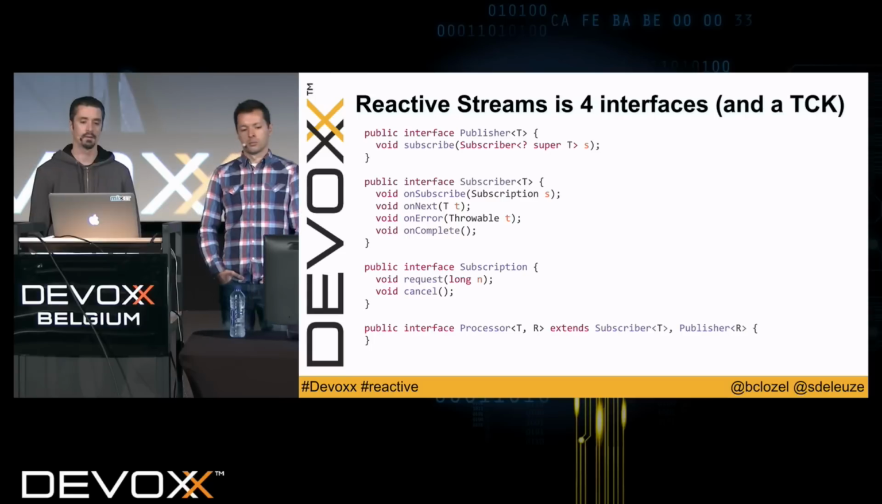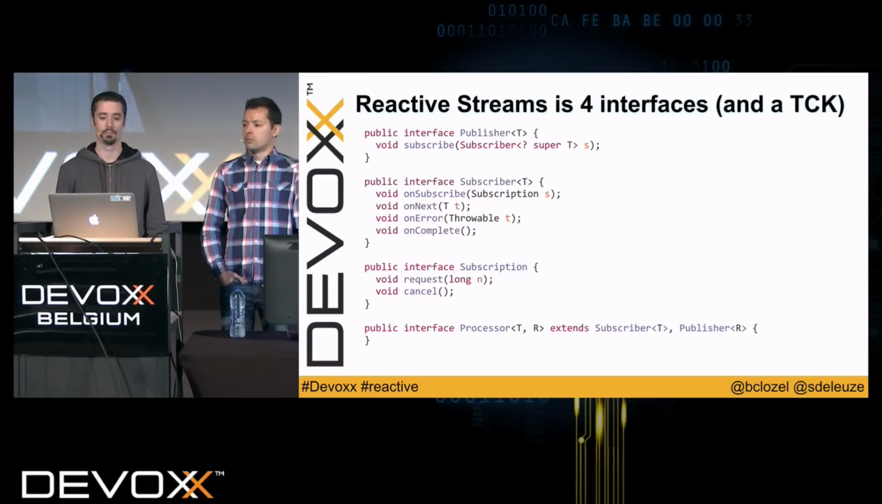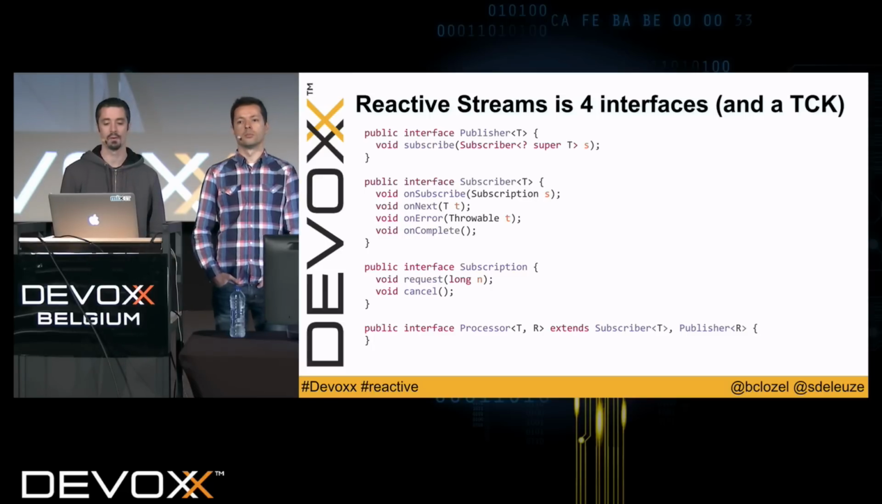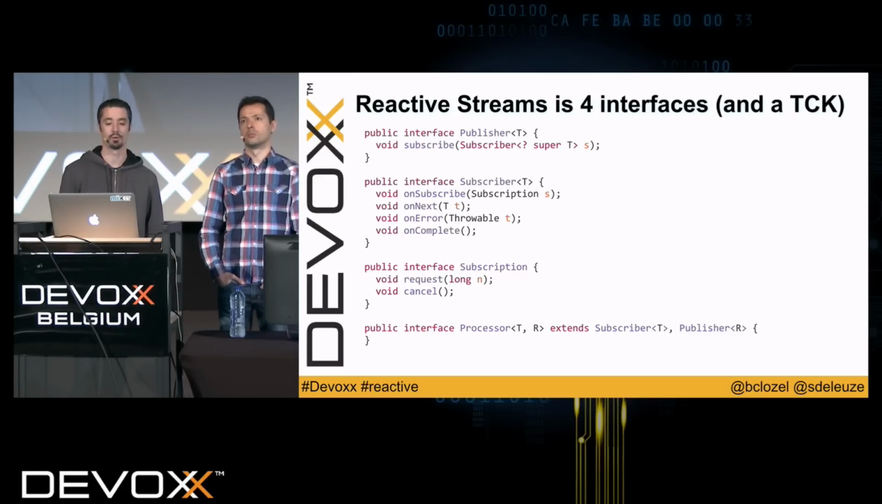So concretely, reactive streams is only 4 interfaces: Publisher, Subscriber, Subscription, and Processor. A Publisher publishes some data, and you can subscribe to it. Subscriber provides 4 callbacks: onSubscribe for the subscription, onNext, which will be called multiple times each time you receive a new element, and 2 terminal signals, onError and onComplete. With a Subscription you can request some elements, so you can request 1, 2, 3, 4 elements, and also cancel the subscription.